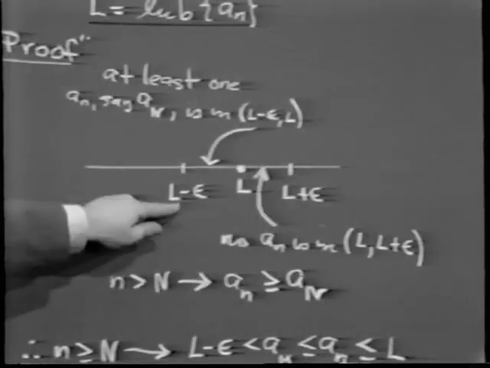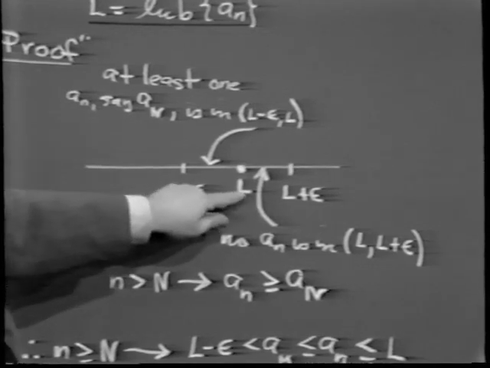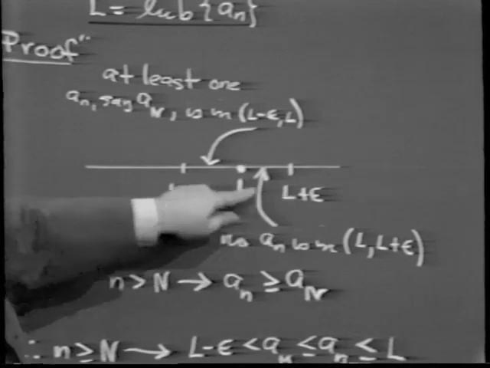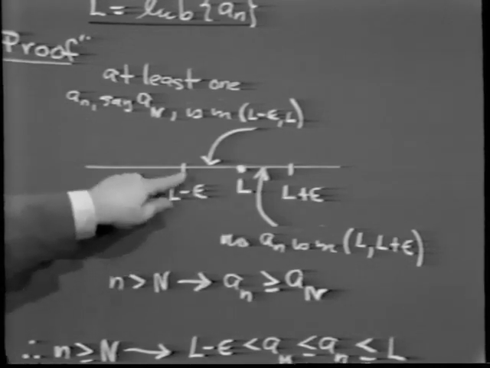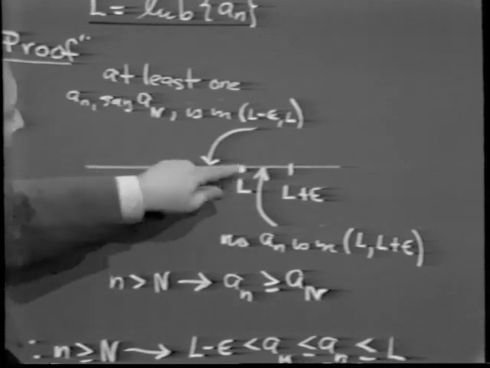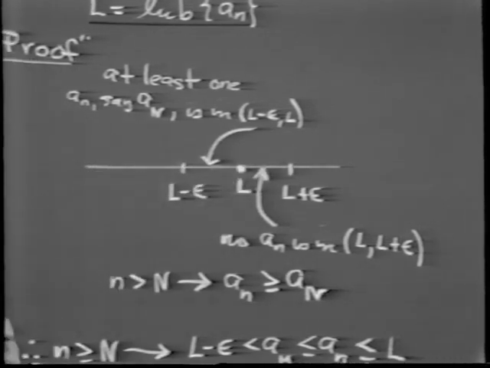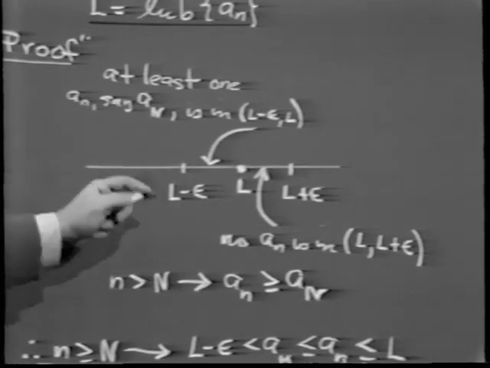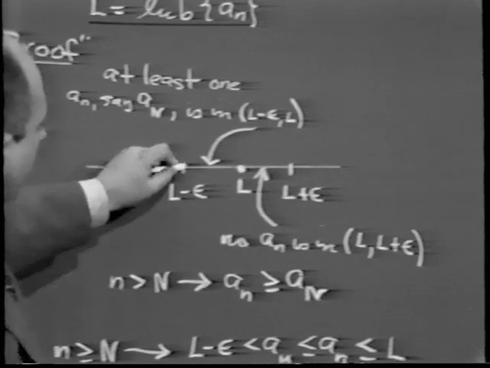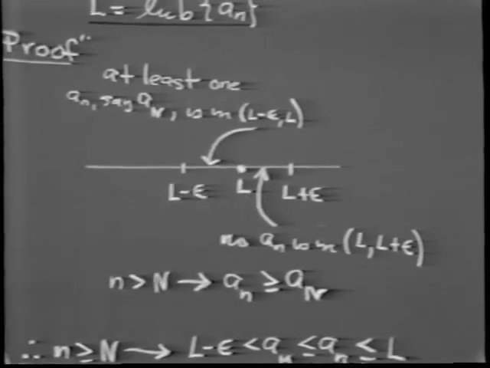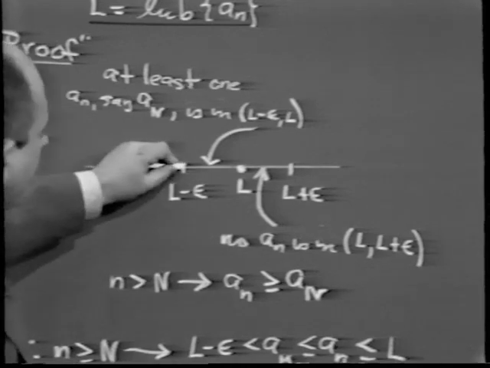But at any rate, the idea is this. To prove that L is a limit, what must I do? I must show that if I choose any epsilon greater than 0, all the terms beyond a certain one lie between L minus epsilon and L plus epsilon. Now here's the way this works. Let's see if we can just read the diagram and get this very quickly. First of all, at least one term in my sequence has to be between L minus epsilon and L. And the reason for that is simply this.